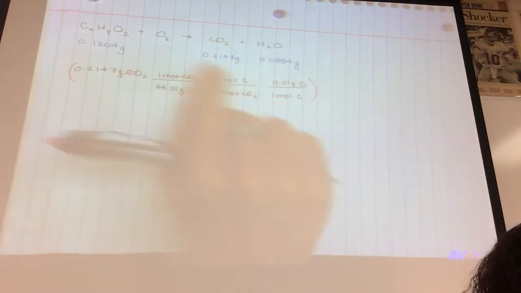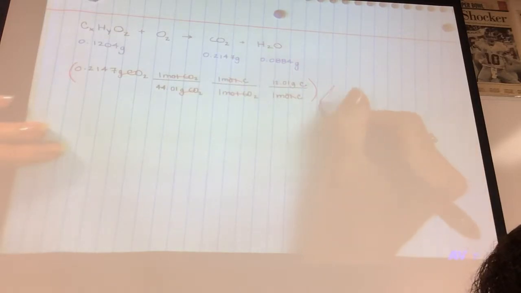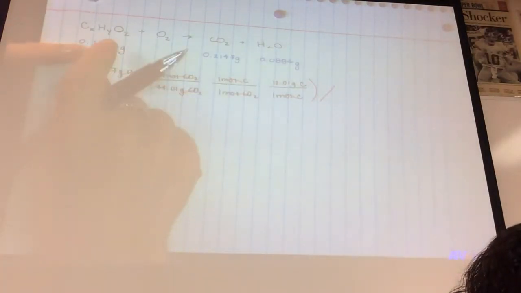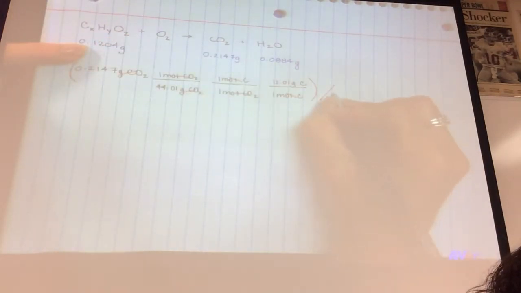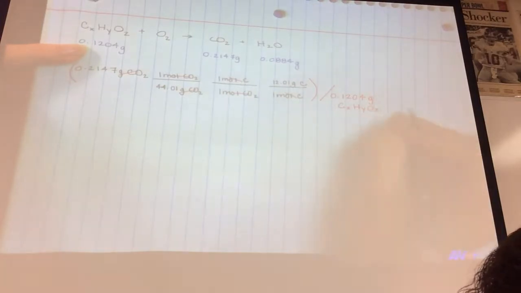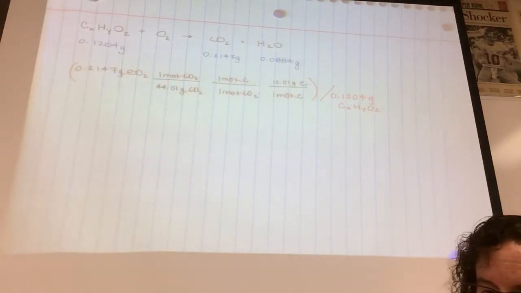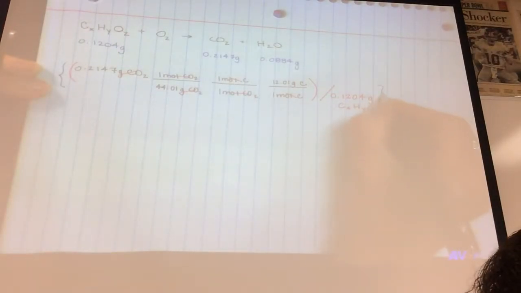If I have the mass of the carbon after all of this manipulation, what will I divide this by in an effort to get percent? 0.1204. You got it. The mass of the carboxylic acid. So we're going to divide this by the mass of that sample, because you want to get the percent of the carbon in that carboxylic acid in an effort to determine its empirical formula. And then to get the percent, you're going to multiply by 100.